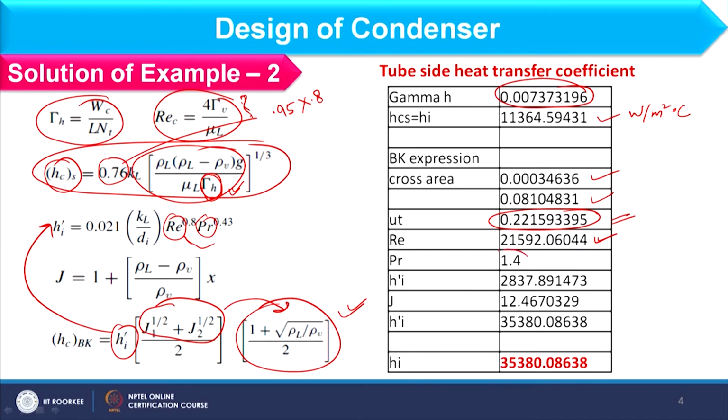21592.06. Prandtl number is given to you, so you can apply this equation and find the Hi value as 2837.89 watt per meter square degree Celsius. Okay. This J factor you can obtain like this, and further you can find the final Hi dash value. So, when I compare this value as well as this value, obviously it is higher, so we can choose this value as the final tube side coefficient, right.